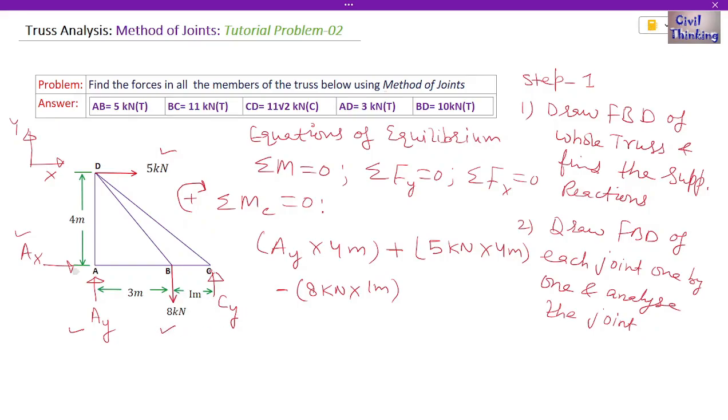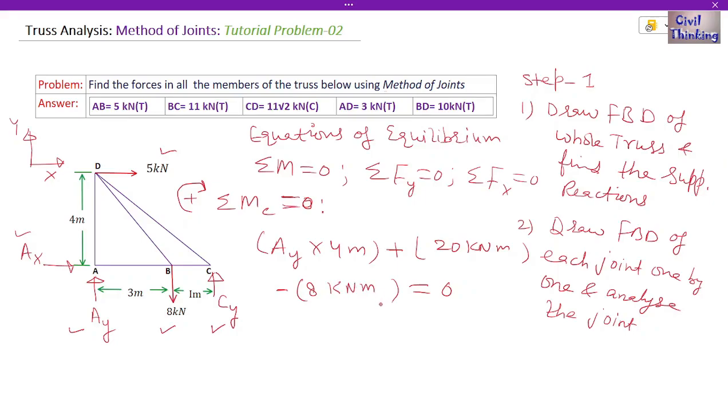Now Cy is passing through C, so the moment due to this is going to be 0, so we will not write this. Okay, so we write the moment due to all the forces present on our truss about point C. We have to equate all of it to 0, right? So all of it is 0. Now when we rearrange this equation, 5 kilonewton multiplied by 4 meter, how much is it? 5 multiplied by 4 is 20, and the unit is going to be kilonewton meter, right? So this is 20 kilonewton meter. And 8 multiplied by 1 is 8, and this is kilonewton meter.